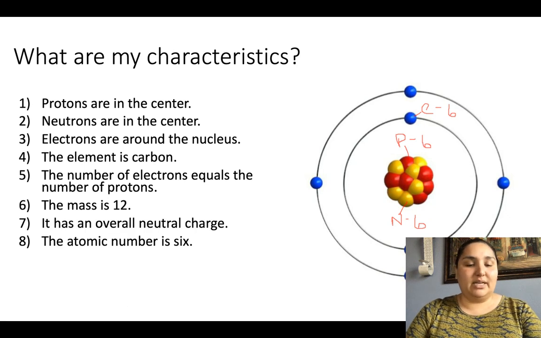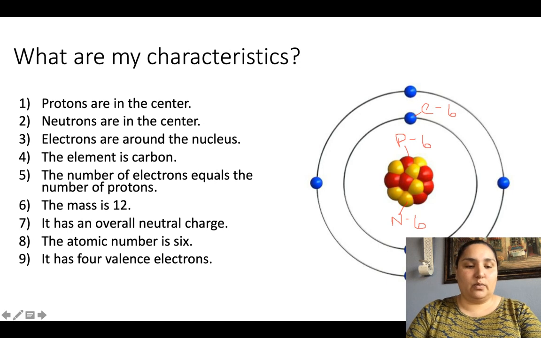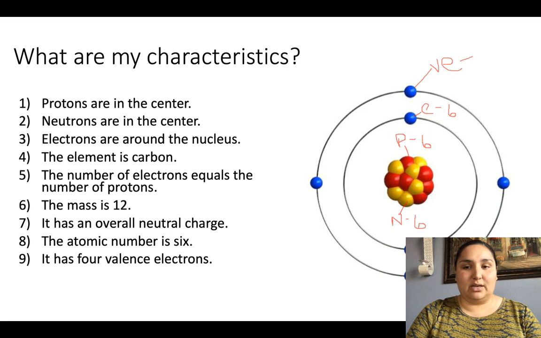The atomic number is 6, like we said, because of the protons and electrons being 6. And it has 4 valence electrons. That's going to be very important for us when we're going to be discussing reactivity. So once again, these outer electrons, the outside ones on the outside shell, all of those are called your valence electrons. They have a special name, okay?